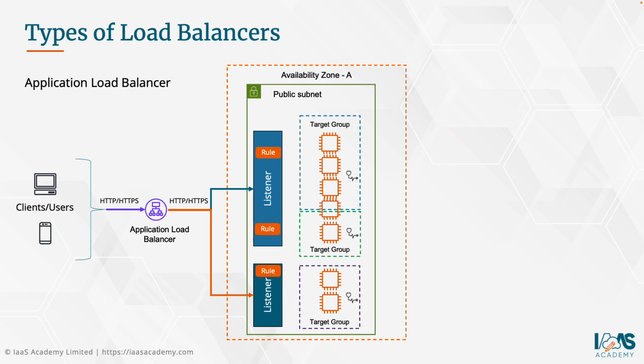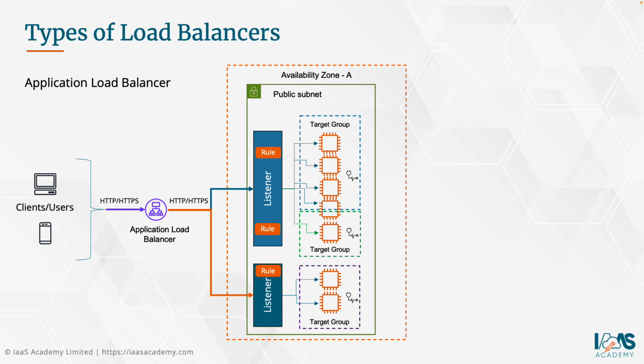Okay. Now, the rules that you define for a listener determine how the load balancer is going to route requests to its registered targets. Each rule consists of a priority, one or more actions, and one or more conditions. And when the conditions of a particular rule are met, then the action is performed.